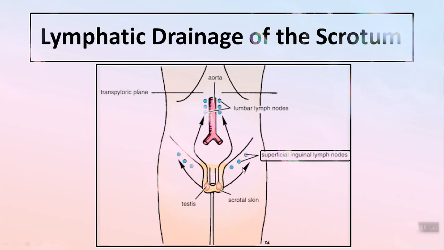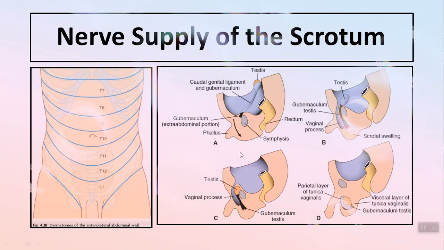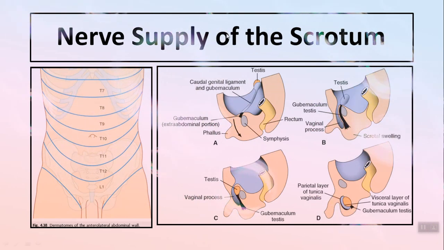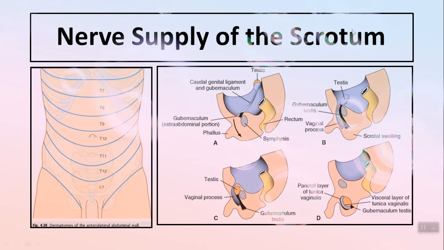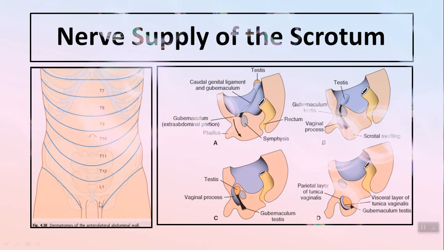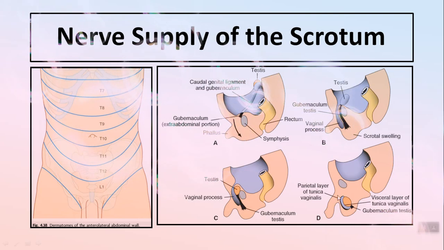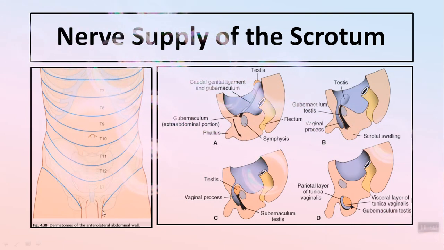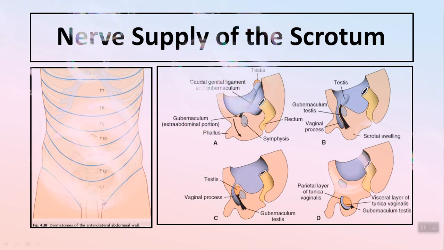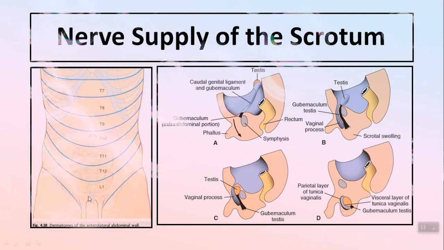What is the lymphatic drainage of the scrotum? The skin of the scrotum and the tunica vaginalis drain to the superficial inguinal lymph nodes. What is the nerve supply of the scrotum? As we mentioned previously, the scrotum is an outbouching of the lower part of the anterior abdominal wall. It will drag its nerve supply with it also.